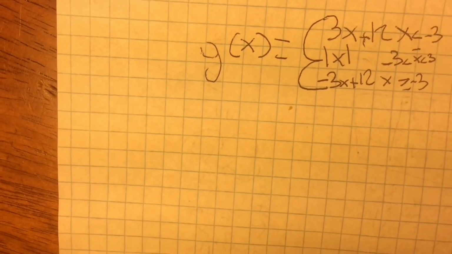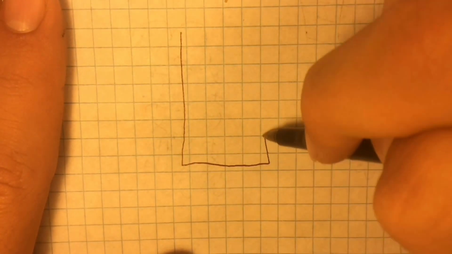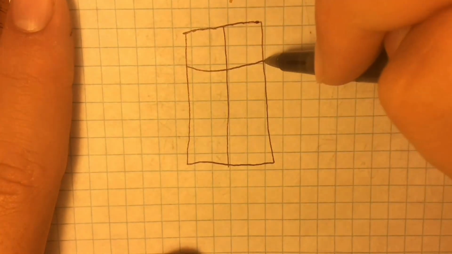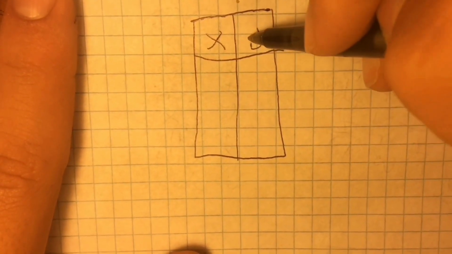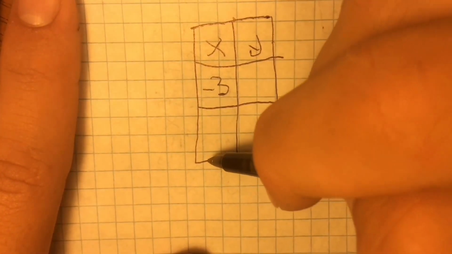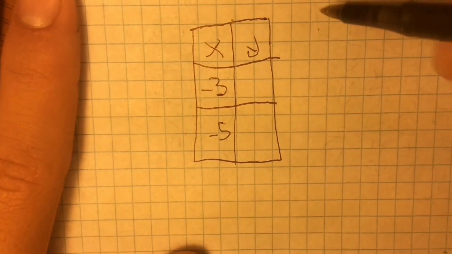Now we are going to create a table of values. We'll start off with the first piece, 3x plus 12 if x is less than or equal to negative 3. We will pick two values since it's a linear portion of the function. So let's create our little table, with columns for x and y, and our two values, negative 3 and negative 5.